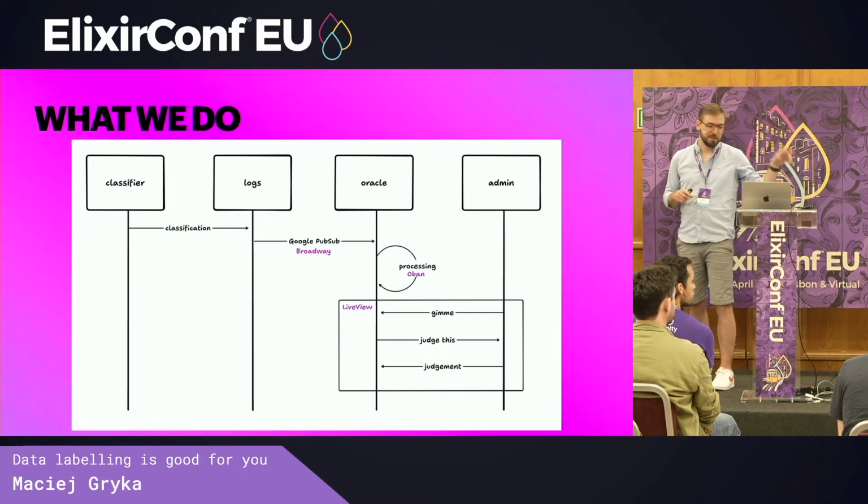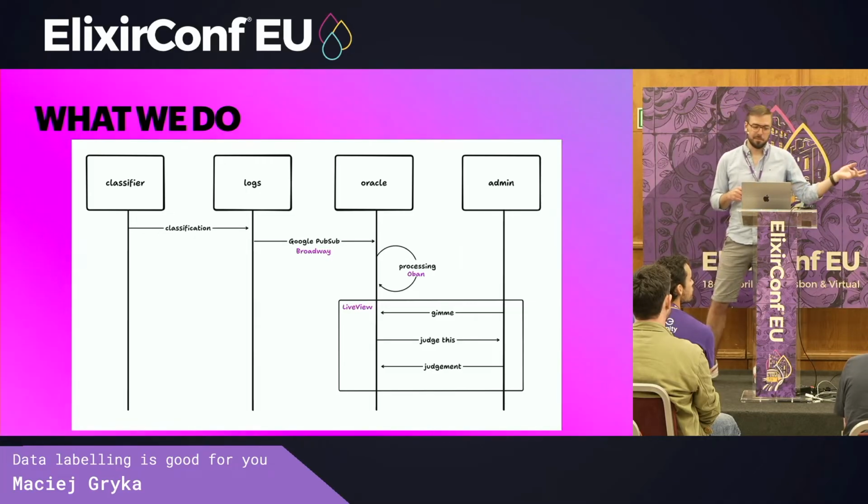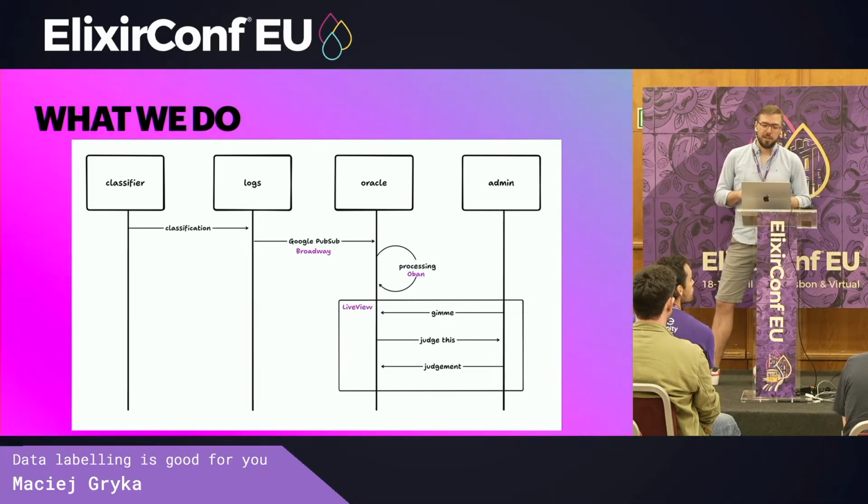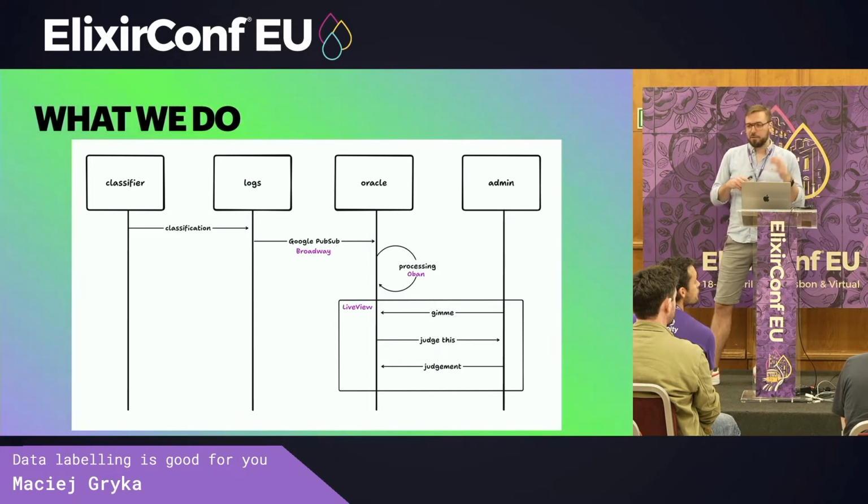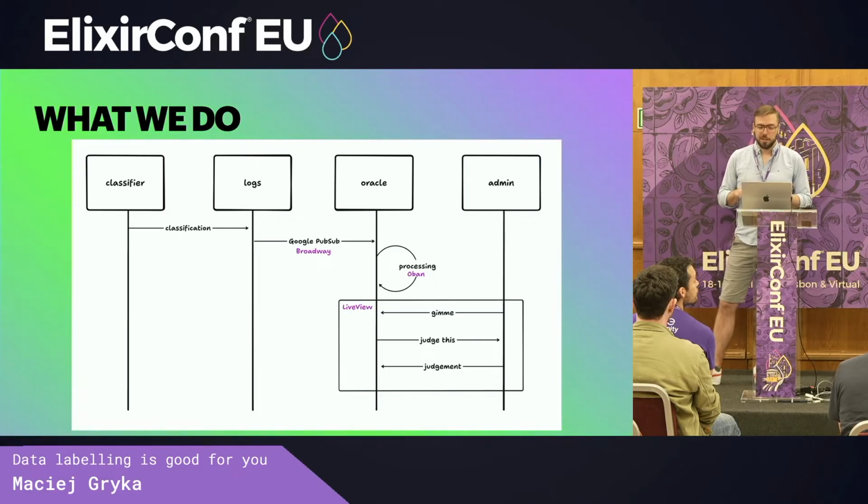So we have this pub/sub thing. It basically sends some logged information to Broadway. And then we use Oban to do a little bit of pre-processing to turn that into something that's consumable to a human. And I'll show you how the interface looks like. And then we have a web interface to do that. And of course, we're using LiveView.